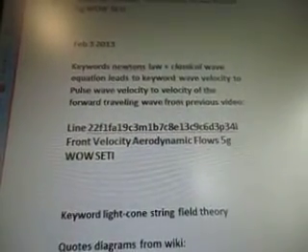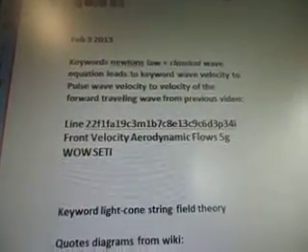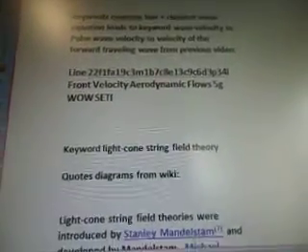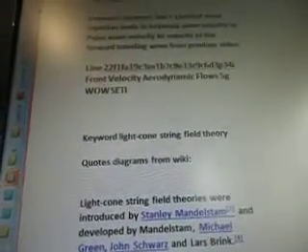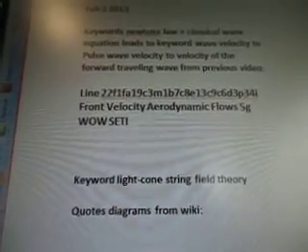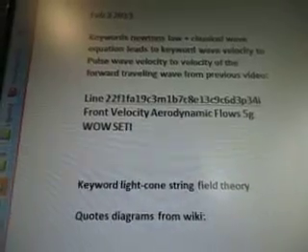February 3rd, the keywords Newton's law to classical wave, to wave velocity, to pulse wave velocity, to velocity, to forward traveling wave are from a previous video, line 22f1fa19c3m1b7c8e13c9c6d3p34j. Front velocity aerodynamic flows 5G Wow Seti.